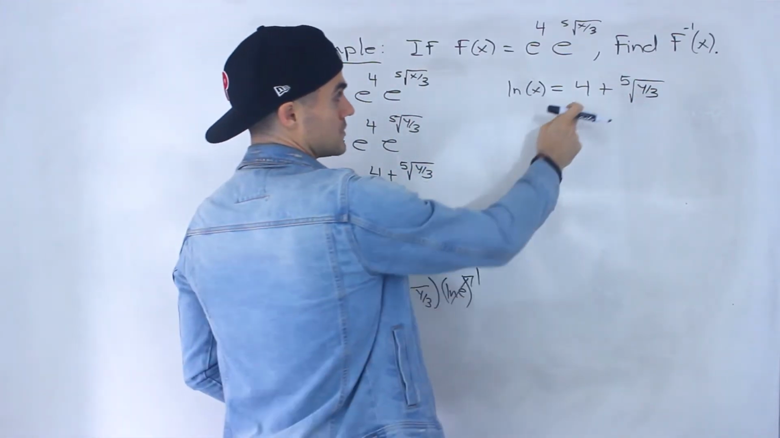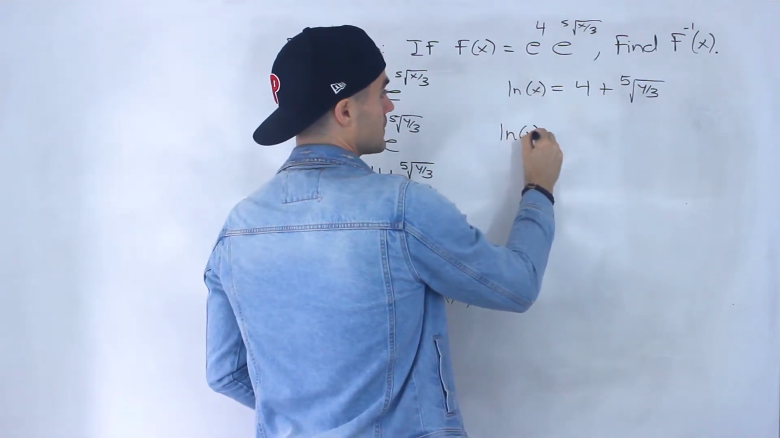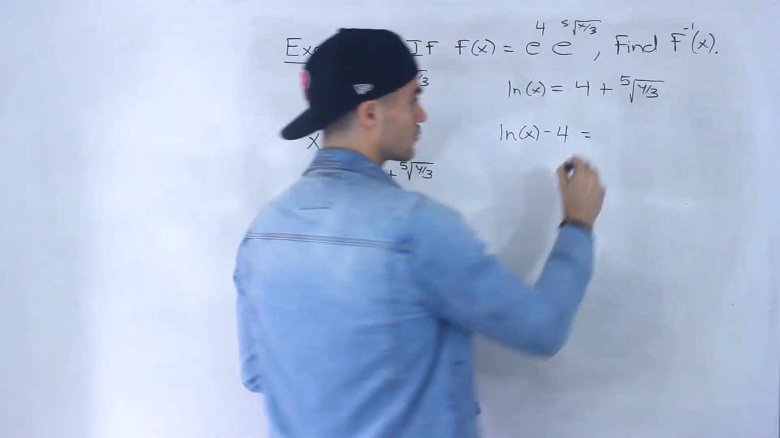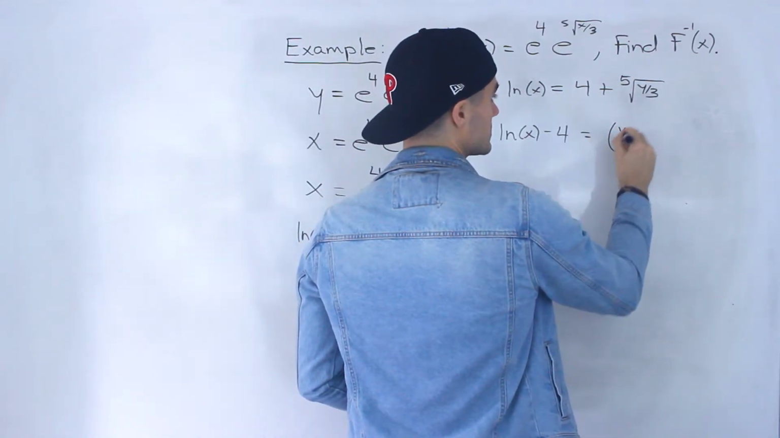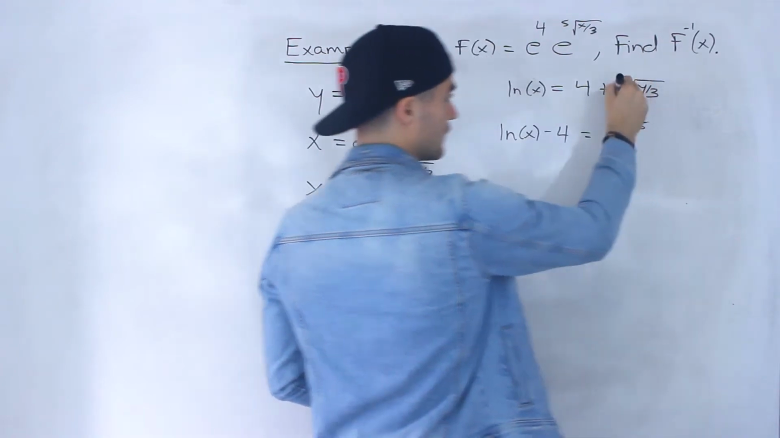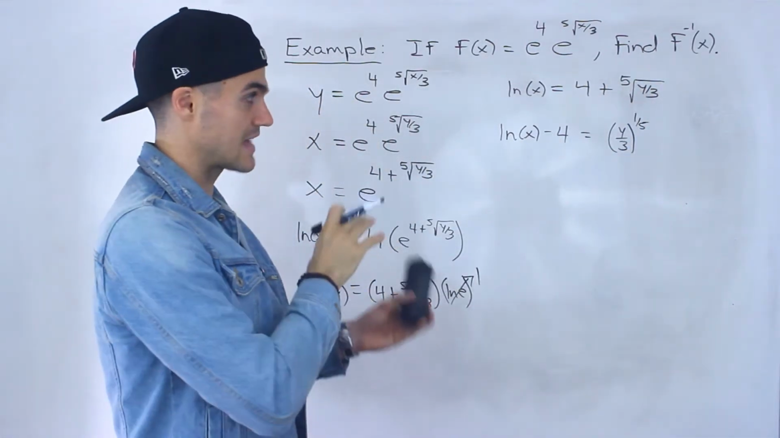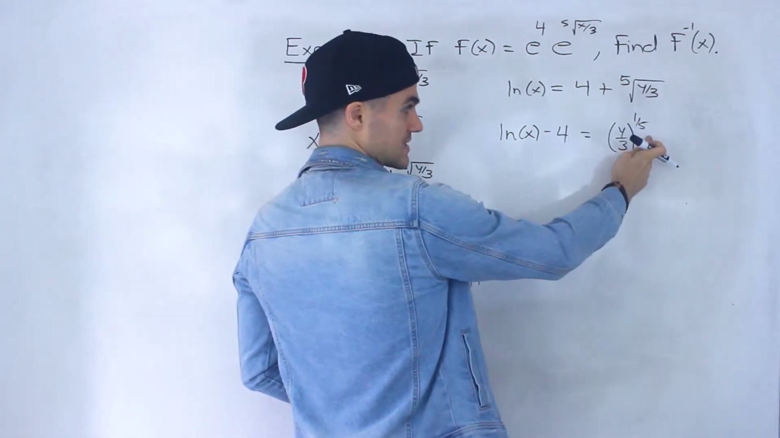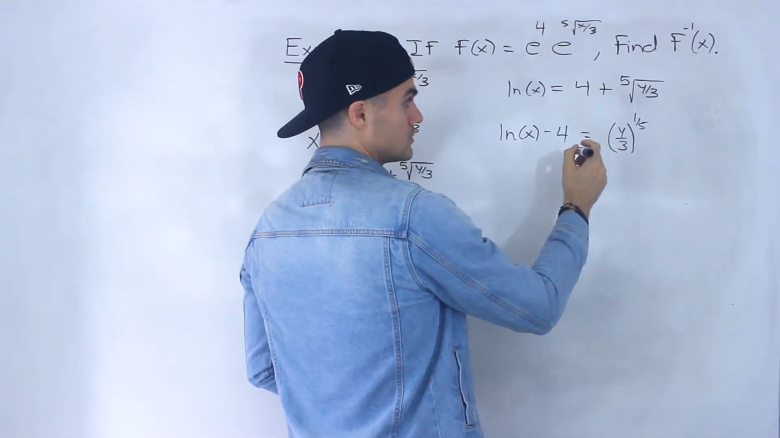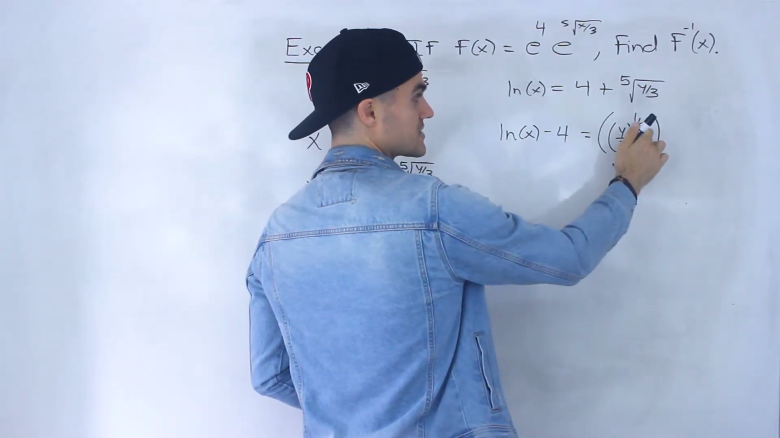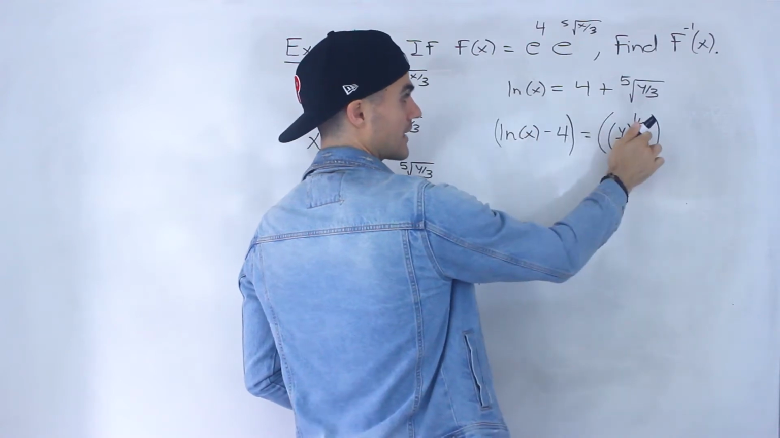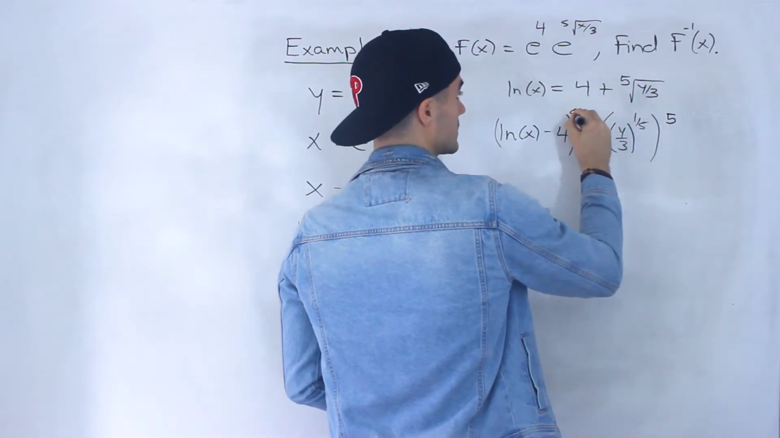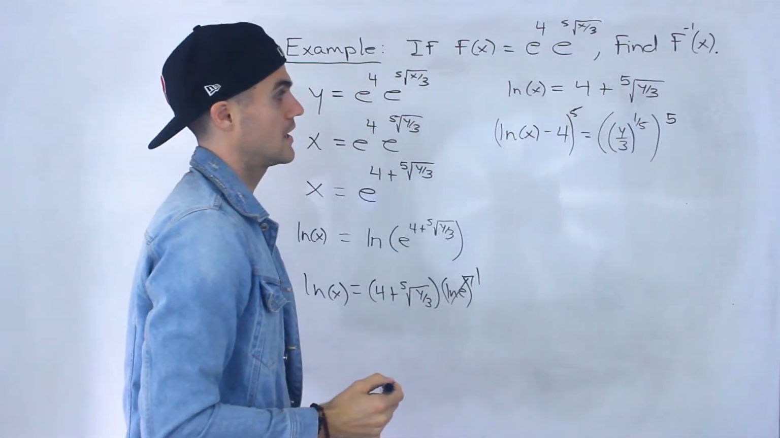And so now what we can do is bring the 4 over. So we'd have ln of x minus 4 equals the 5th root of y over 3, which I'm going to rewrite as y over 3 to the power of 1 over 5, right? The 5th root of something is the same thing as that to the power of 1 over 5. And we want to get rid of this exponent. Remember, we're trying to isolate for this y. So what we can do is take both sides to the reciprocal of that exponent. Now the reciprocal of 1 over 5 is 5. So we take this side to the power of 5, and this side to the power of 5, like that.